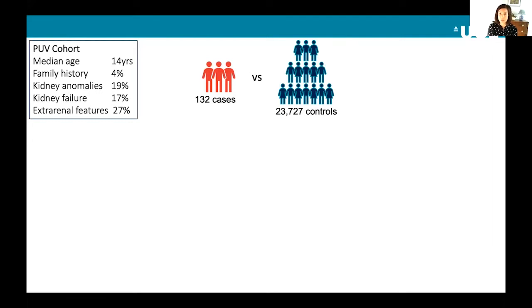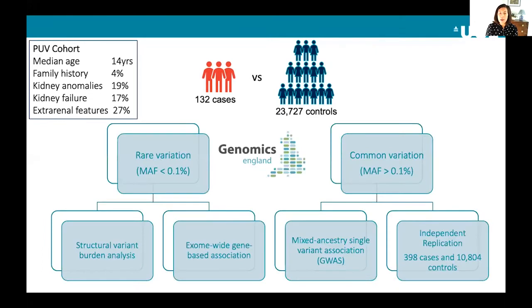a family history. We went on to analyse both the burden of rare single nucleotide and structural variation, as well as common and low frequency variation, but using single variant association testing, or GWAS, as well as an independent replication study. So given the small number of available cases with PUV, we made the decision to actually include all ancestries in our analysis in order to increase our power to detect association.